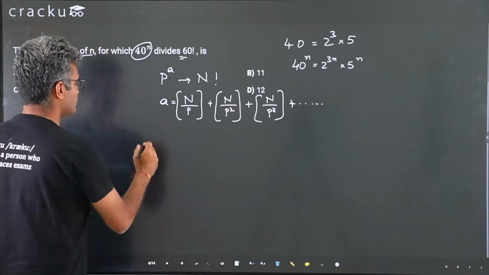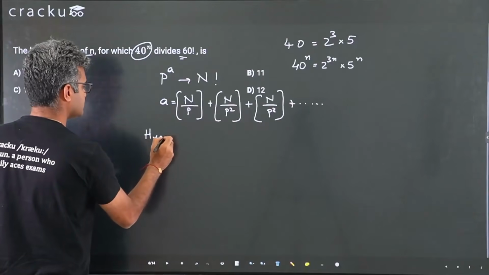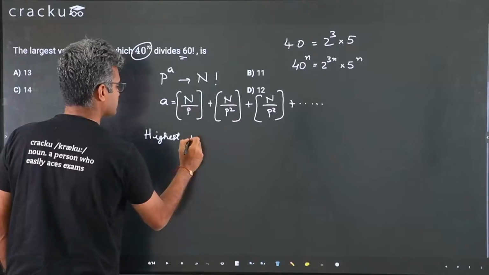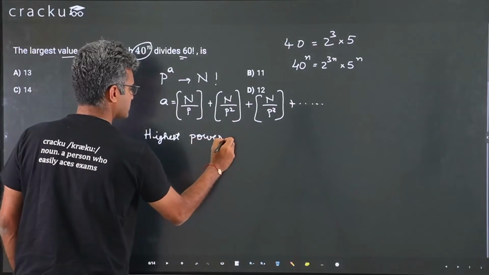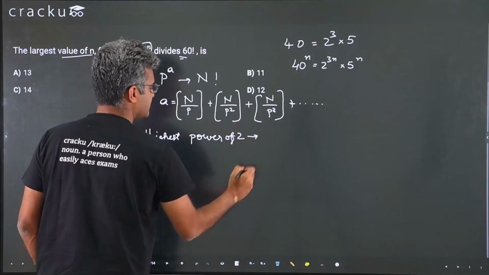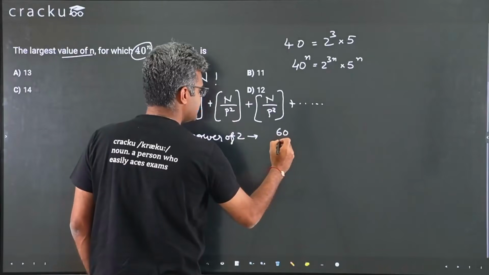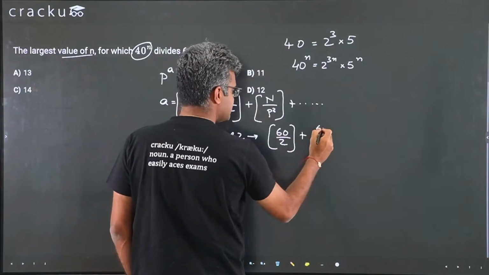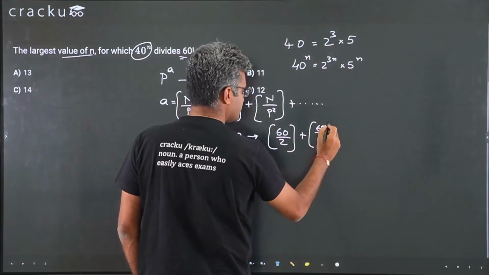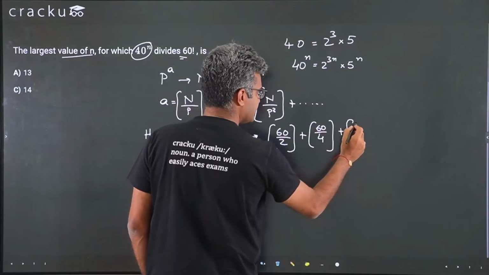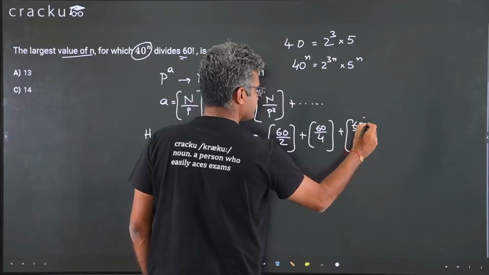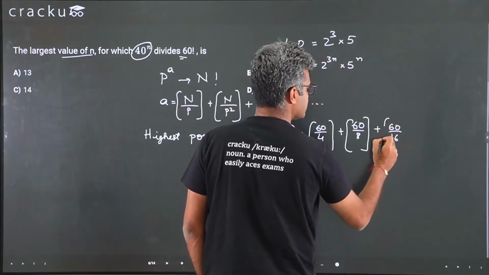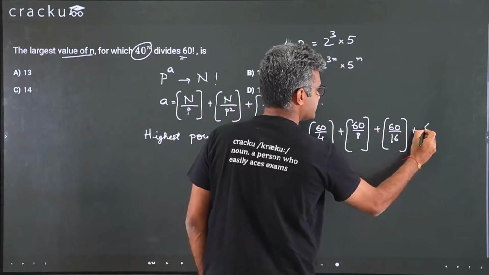So the highest power of 2 in 60 factorial can be calculated. That will be 60 divided by 2 integer part, plus 60 divided by 4 integer part, plus 60 divided by 8, plus 60 divided by 16, plus 60 divided by 32.